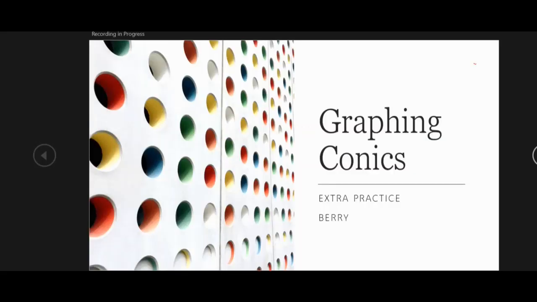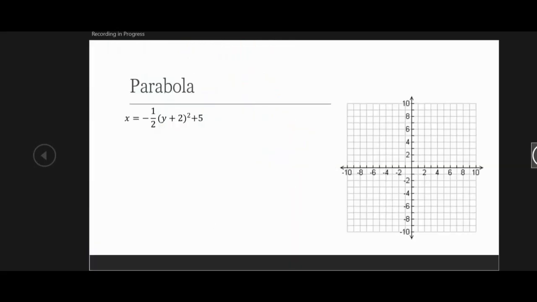I am going to start this quick recording on some of the graphing of the conics. Got a few questions about it, so I just wanted to clarify a few things. I just picked one of each: a parabola, a circle, a hyperbola, and an ellipse. So we'll start with the parabola.